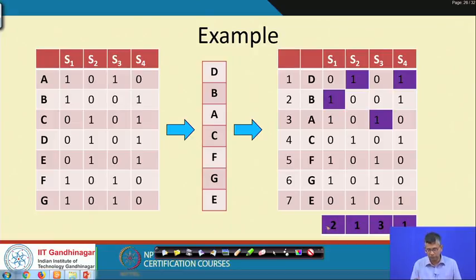So, the sketch of S1 is 2. Similarly, the sketch of S2, corresponding to D, is 1. Sketch of S3 corresponding to A is 1. Sketch of S4 corresponding to D is again 1. So, the sketch of the four things S1, S2, S3, S4 is 2, 1, 3, 1. I have written down the corresponding sketches in the columns.